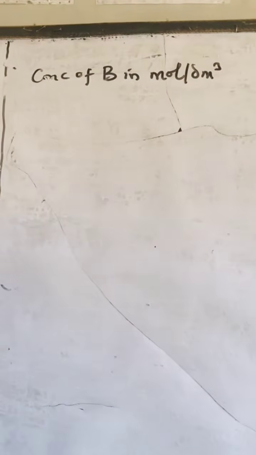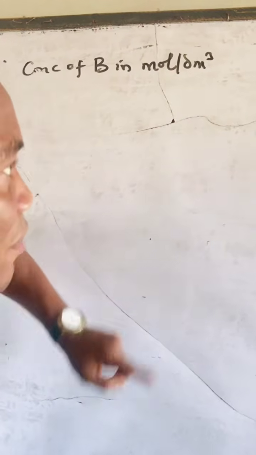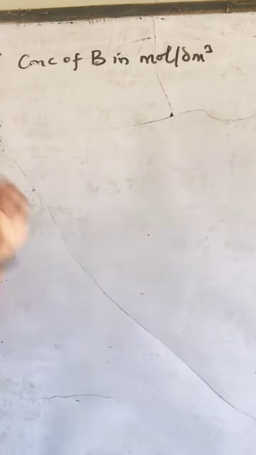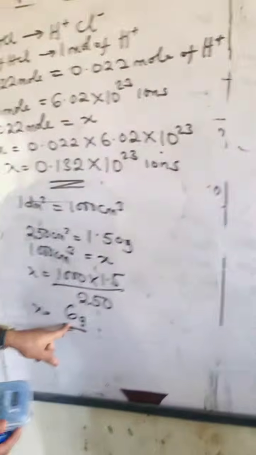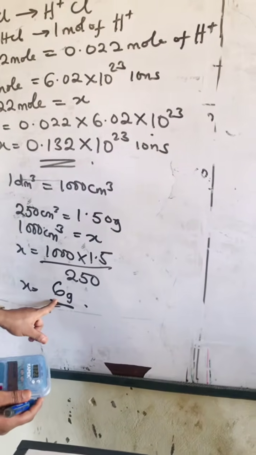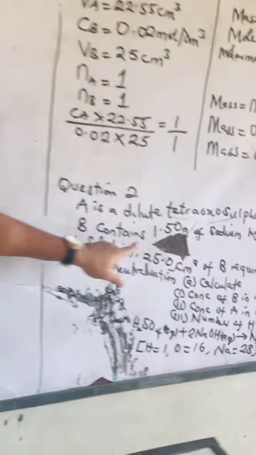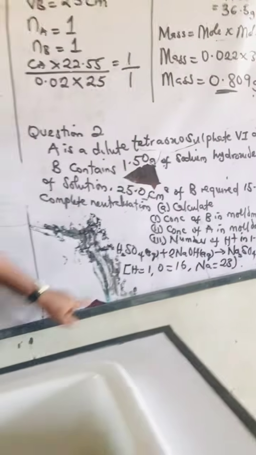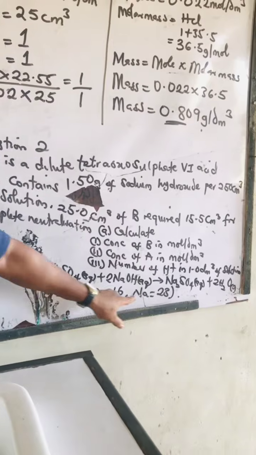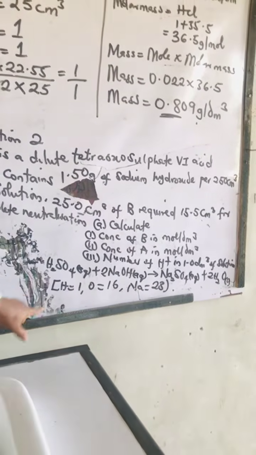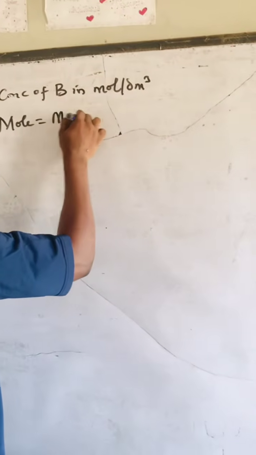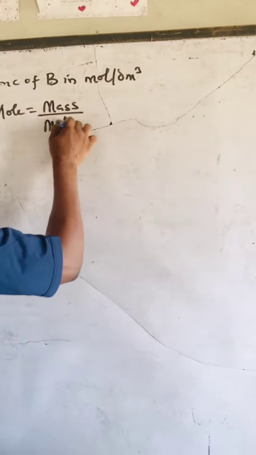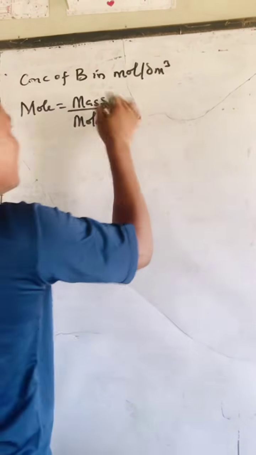The first thing I will ask myself: I'm looking for this in mole per dm cube. The formula for mole, do you still remember? Mass over molar mass. Do we have the mass of B? Yes, 6 gram. Do we have the molar mass of B? They gave us B to be sodium hydroxide, and they are giving us the atomic masses of sodium, oxygen and hydrogen. So we can use this: mole equals mass over molar mass. Very easy.